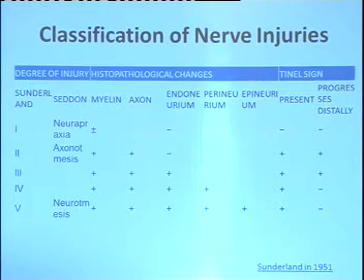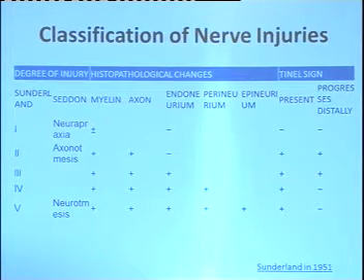So, in 1951, Sunderland comes with this classification, which is followed more. You classify them into 5 grades. Class 1 is like neuropraxia, class 2 is like axonotmesis, and class 5 is neurotmesis. The myelin sheath is pressed in neuropraxia, but injured in the rest 4. The axon is cut in 2nd, 3rd, 4th, 5th. The endoneurium is damaged in 3rd, 4th, 5th. The perineurium in 4th, 5th. The epineurium is also cut along with the axon in grade 5, and so it is the most severe one. And a Tinel sign will be present in grade 2, 3, 4, 5, but it will progress distally only in axonotmesis and grade 3, but not in the other 4.